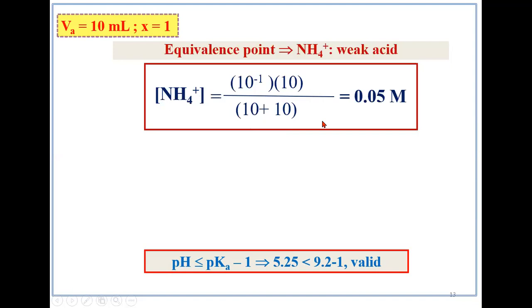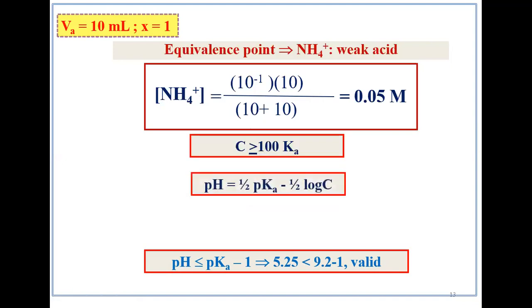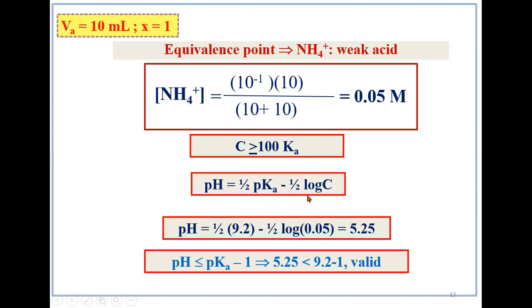What is ammonium in the solution? Yes, it's simply a weak acid. So is the concentration greater than 100 Ka? If it is, the pH is going to be half pKa minus half log C. Indeed, we check it. Substitute the concentration that you just calculated, and substitute the pKa, that's 5.25. Indeed, you get a pH that is less than pKa minus 1, and that is valid, and therefore the use of this equation is also valid. And you could also check it from the Ka and the concentration.